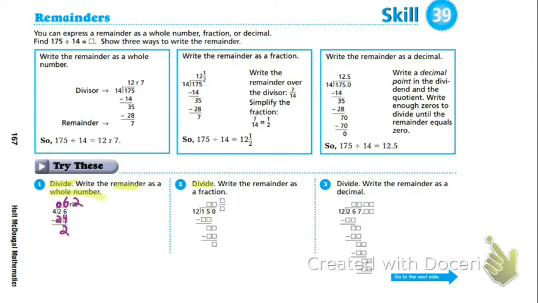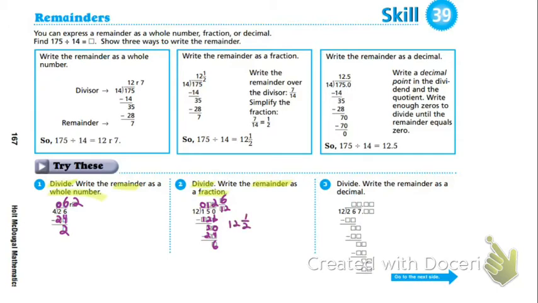Number 2. They're asking us to divide once again and write the remainder as a fraction. Alrighty, so here, ladies and gentlemen, 12 cannot go into 1. It goes into 1 0 times. 12 goes into 15 1 time. 15 minus 12 is 3. Bring down my 0. 12 goes into 30 2 times, which is 24. We have a remainder of 6. So we have 12 and 6 twelfths, which you guys could also rewrite as 12 and 1/2.